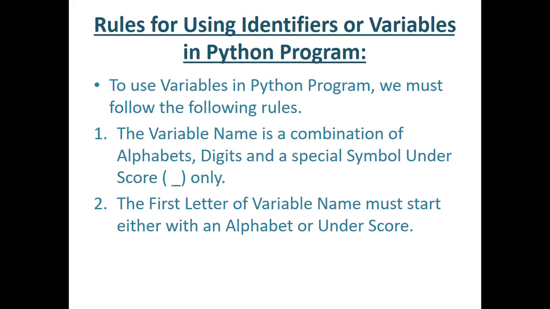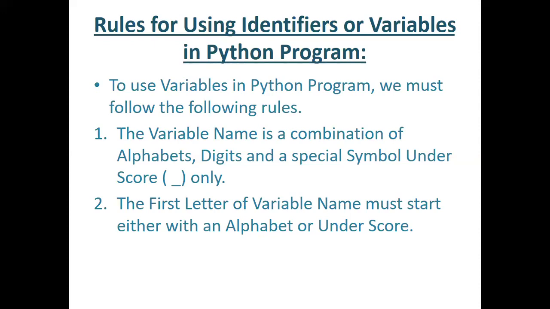Now, students, what are the rules for using identifiers or variables in Python programming? There are some rules for using identifiers or variables in a Python program. A variable name is a combination of alphabets, digits, and the special symbol underscore only. Please remember, we cannot use any other special symbol.